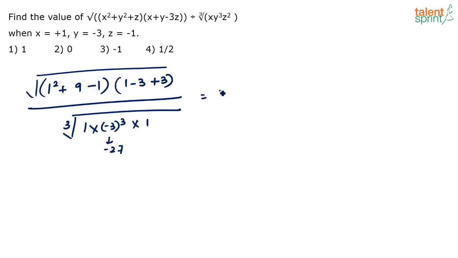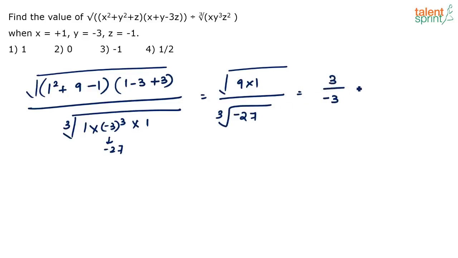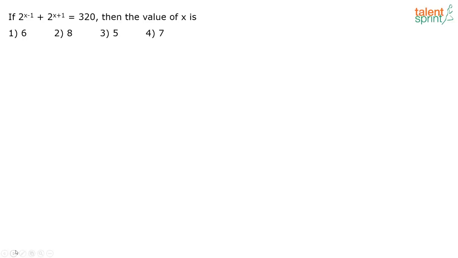So you will have root of 9 into 1 divided by cube root of, here you have minus 27. So that is nothing but 3 divided by minus 3. Right? Root of 9 is 3. Now what is cube root of 27? Cube root of 27 is 3. But here cube root of minus 27 is minus 3. So your answer is minus 1. That is option 3. See, these questions, we should not make a mistake, because they are very easy, mark scoring questions, and you can arrive at the answer faster.